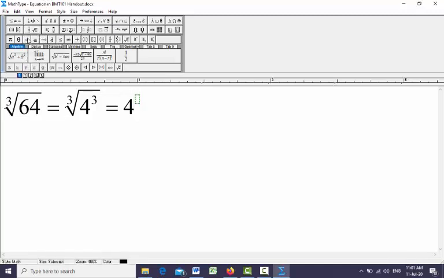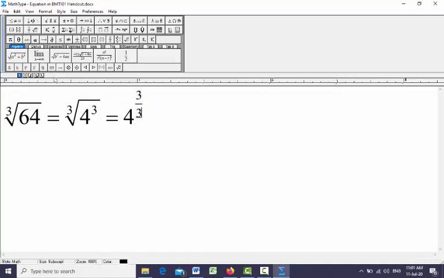to the power 3 by 3, because, as I said before, if there were no power inside the cubic root, we could have assumed that there is a power 1. So we could have had 4 to the power 1 by 3 in such a case. But we have 4 to the power 3 inside the cubic root. So we will have 4 to the power 3 by 3.